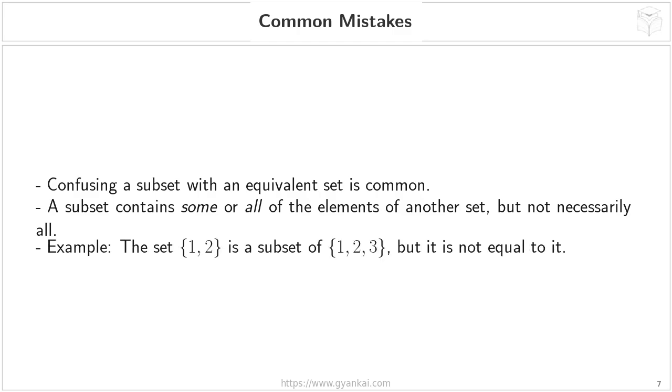Finally, let's look at the example. It states, the set containing 1 and 2, written as {1, 2}, is a subset of the set containing 1, 2, and 3, written as {1, 2, 3}, but it is not equal to it. So every element in the set {1, 2}, which is 1 and 2, is also found within the set {1, 2, 3}. That makes {1, 2} a subset. However, {1, 2, 3} has an extra element 3 that isn't in {1, 2}. Because they are not exactly the same, they aren't equal sets.